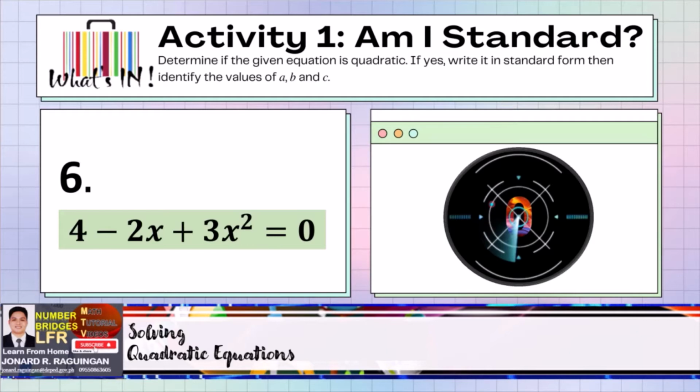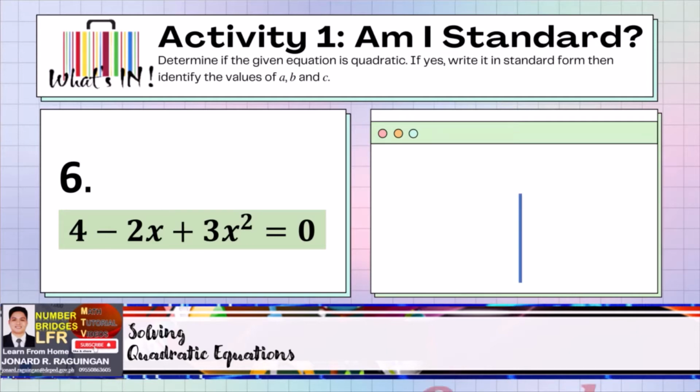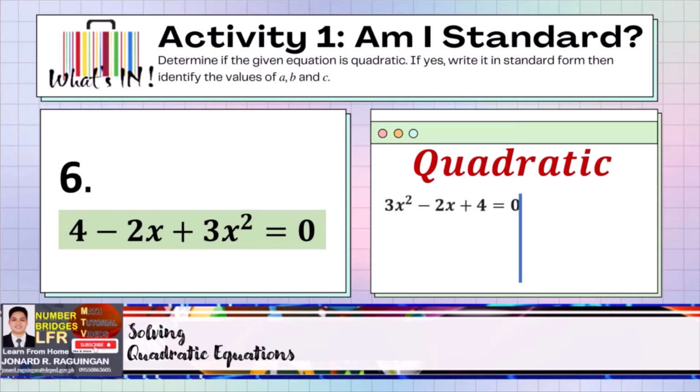Time up. The correct answer is quadratic. Very good. And the standard form is 3x squared minus 2x plus 4 is equal to 0. Here, the values of a, b, and c are as follows. A is equal to 3, b is equal to negative 2, c is equal to 4.